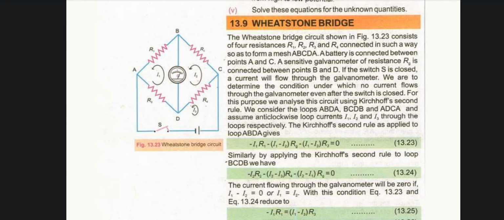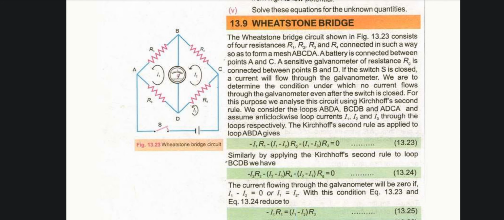Let's see what the Wheatstone Bridge is. The Wheatstone Bridge circuit shown in Figure 13.23 consists of four resistances R1, R2, R3 and R4 connected in such a way as to form a mesh ABCDA. A battery is connected between points A and C. A sensitive galvanometer of resistance R is connected between points B and D.